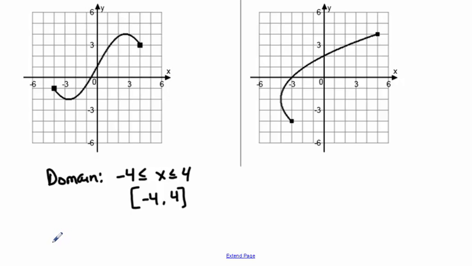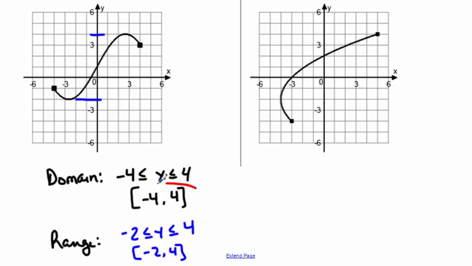My range, let's look at height this time. My smallest height value is -2. So I could write that -2 is less than or equal to y, which is less than or equal to 4, the highest y value. Or I could list this as an interval, -2, 4 with those square brackets. As we move on into the next math class, we're going to be using interval notation more and more. So I'm going to circle the interval notation as the preferred notation for these.